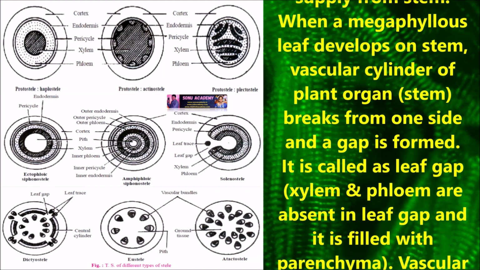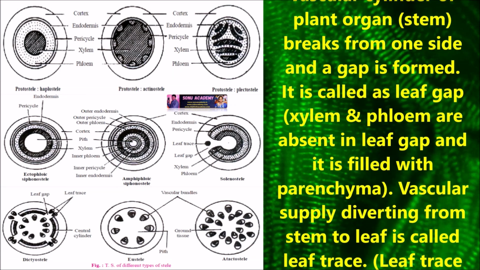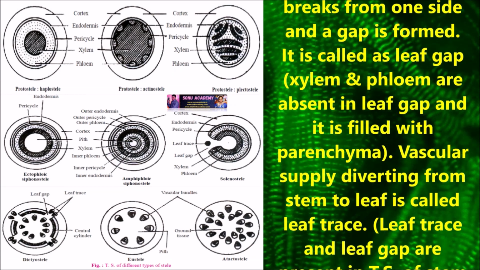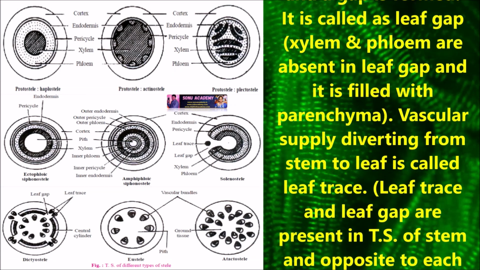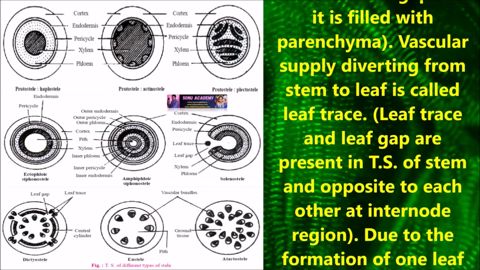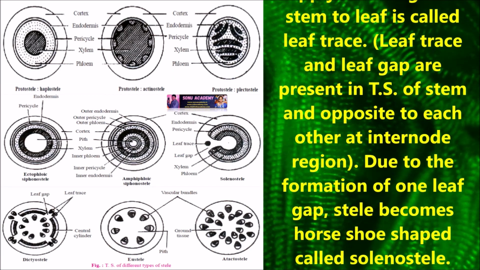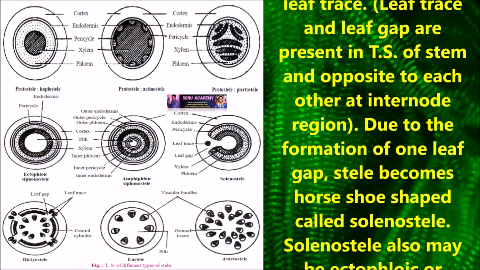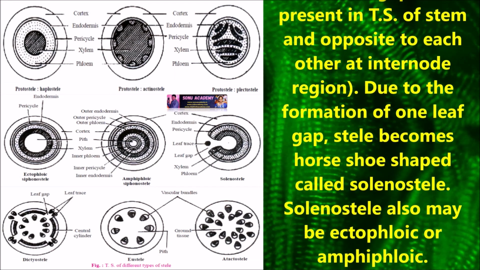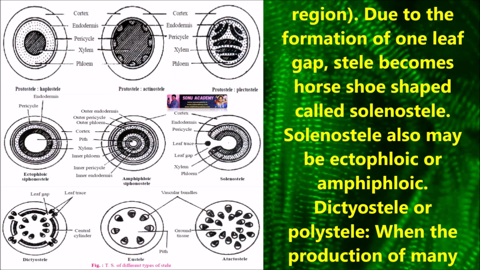It means xylem and phloem are absent in the leaf gap and it is filled with parenchyma. Vascular supply diverting from stem to leaf is called leaf trace. The leaf trace and leaf gap are present in TS of stem and opposite to each other at the internode region. Due to the formation of one leaf gap, the stele becomes horseshoe shaped, called solenostele. It may also be ectophloic or amphiphloic.